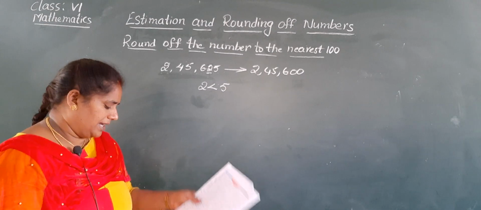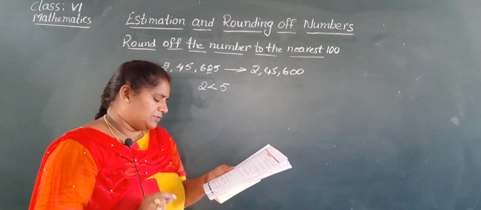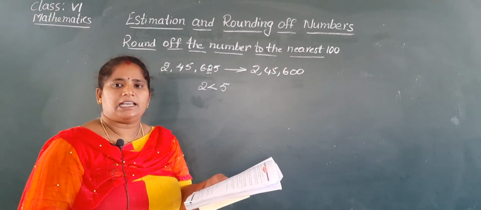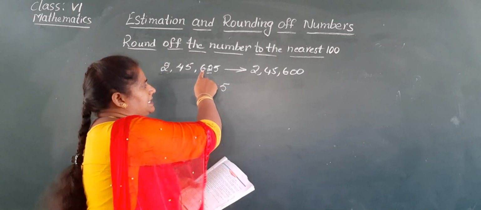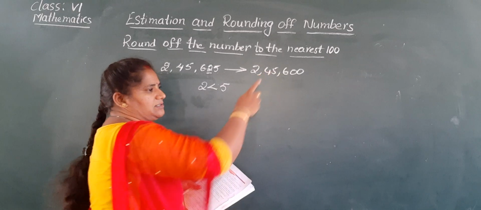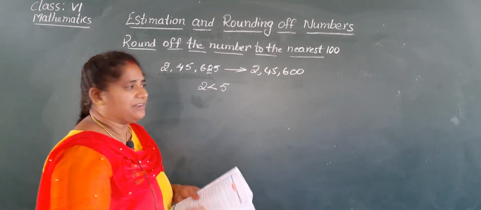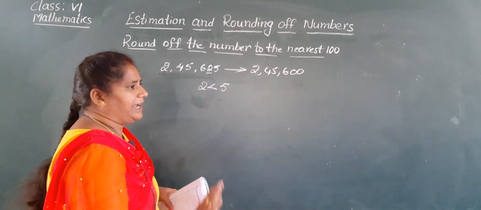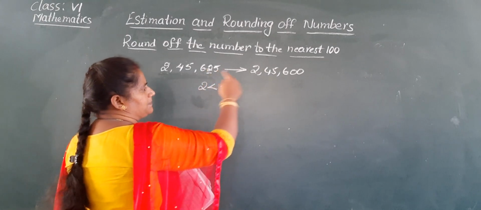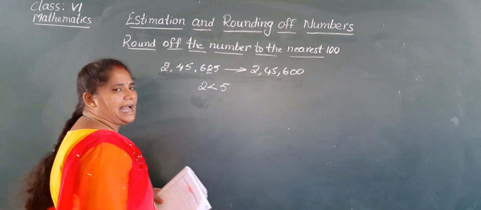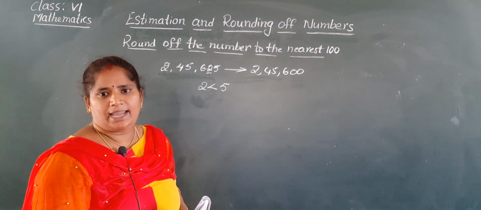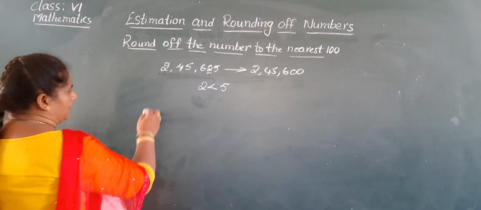So here they have given the information. Observe the digit at the tens place. If it is less than 5, then the hundreds place remains the same. This hundreds place is not changed. If it is less than 5, the hundreds place is not changed, the tens and ones places become zeros, and the remaining digits we write as they are. Okay, is it clear to you? And next one.